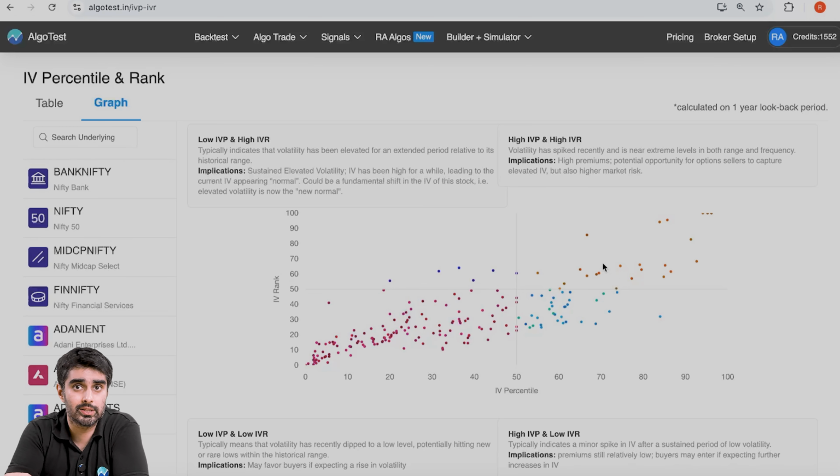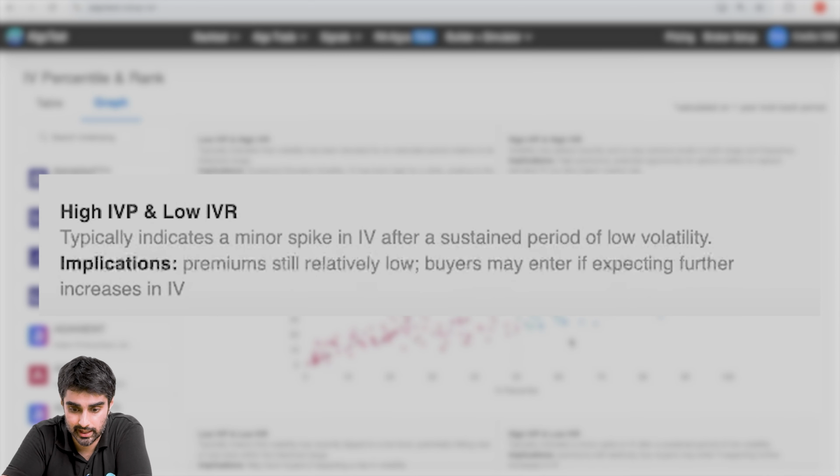Let's look at the other two quadrants, which I find a little bit more interesting because they tell you a more interesting story, right? So looking at this bottom right quadrant over here, it says that this is where IVP is high and IVR is low. IVP is greater than 50% and IVR is in its lower range, right? So let's read the description here. It says typically indicates a small spike in IV after a sustained period of low volatility.